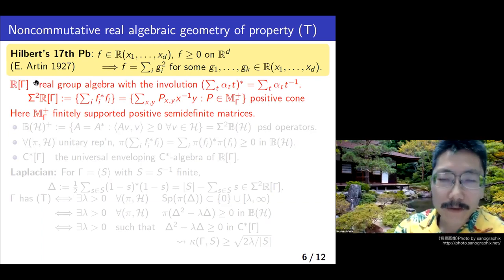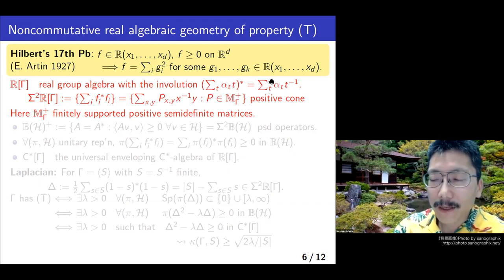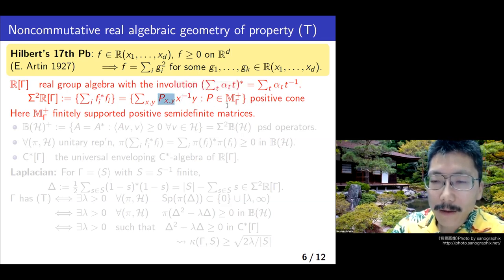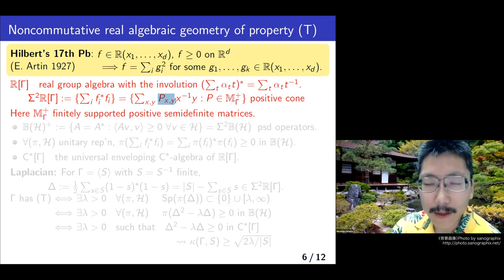The real group algebra is R[gamma], which has an involution. The involution is that t star is t inverse, and alpha t star is alpha t, real alpha. And then there's a sum of squares, but it's a sum of Hermitian squares like this. If you write it down entry-wise, you quickly see this is of the form sum of P(x,y) x inverse y, where P is a positive semi-definite matrix indexed by gamma, but finitely supported.